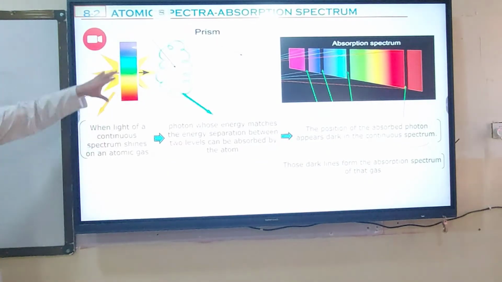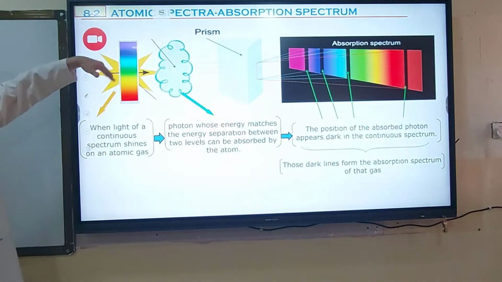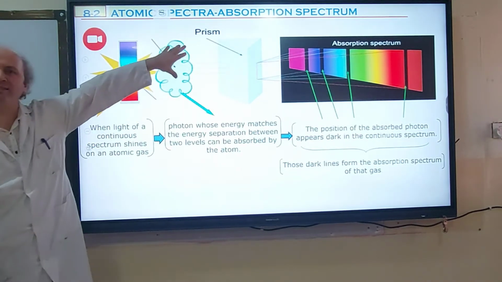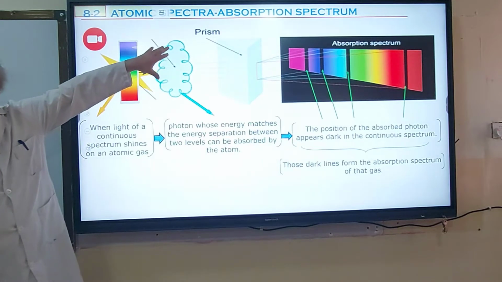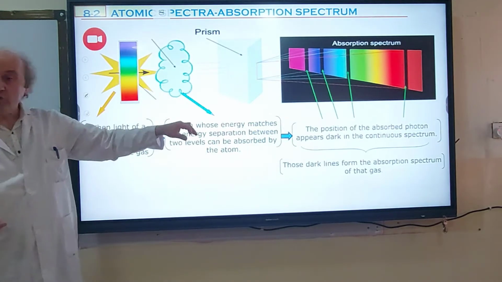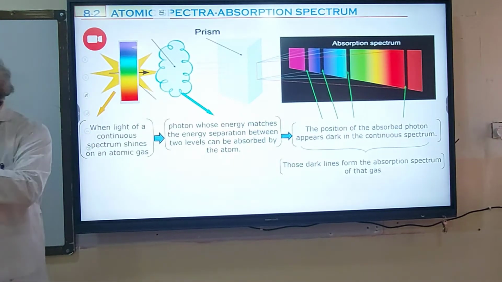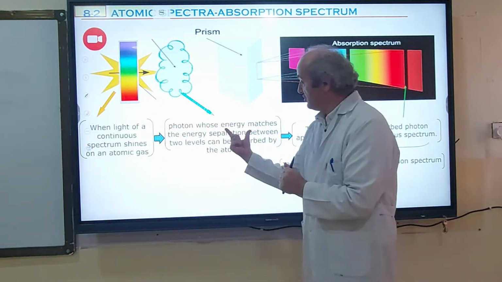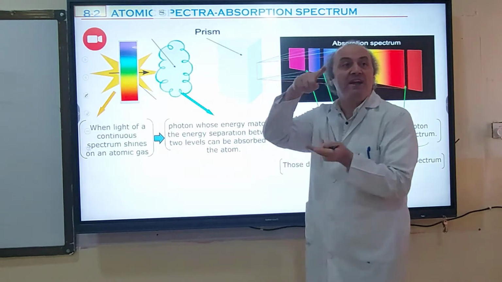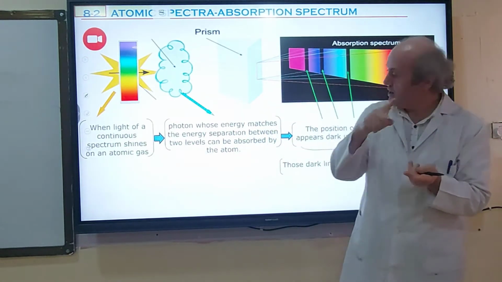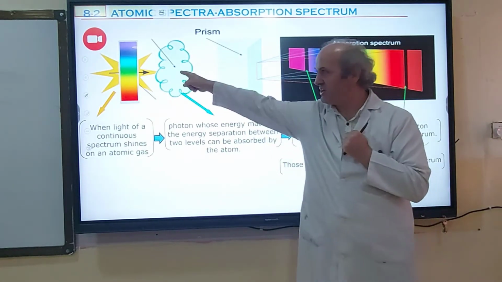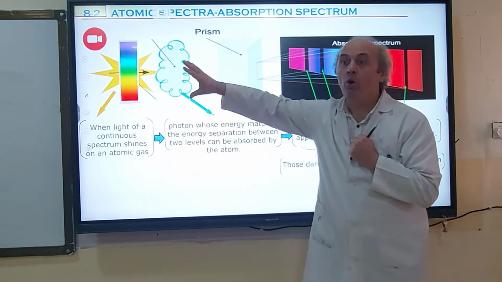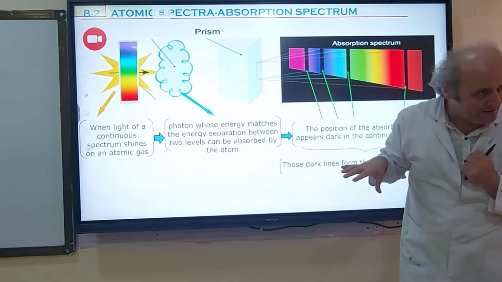When light of a continuous spectrum, where every color exists, shines on an atomic gas, say hydrogen for example, some photons will be trapped and absorbed. Photons whose energy matches the energy separation between the energy levels of the hydrogen atom will be absorbed by this gas. They cannot pass. But all other photons will pass.